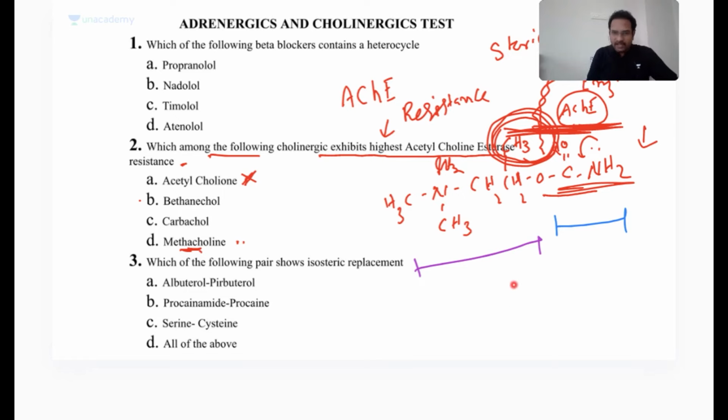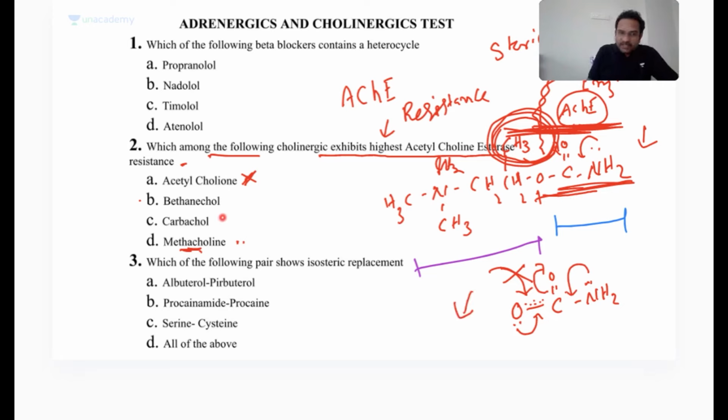Now understand this. I'll just draw this part. The problem comes with the ester breakdown. Now what happens is, nitrogen with its lone pair of electrons donates electrons like this. These electrons will move like this, and oxygen electrons will come like this. So what has happened? All this has become a partial double bond. So metabolism by acetylcholinesterase is a little bit hindered. So the resistance is even more than methacholine. Now, bethanechol is a combination of both the things.